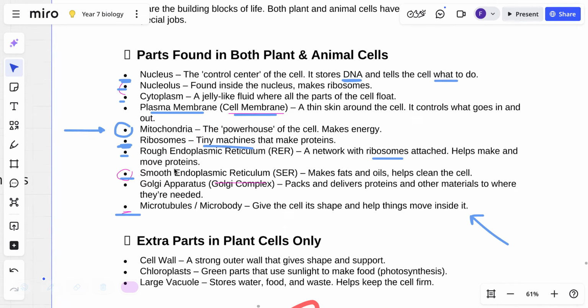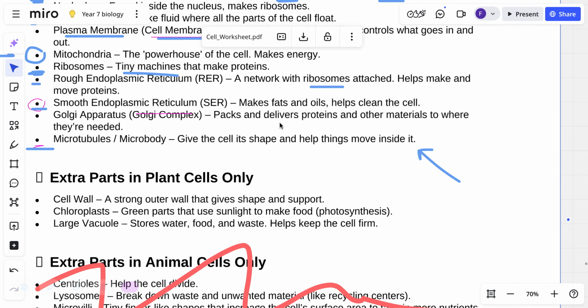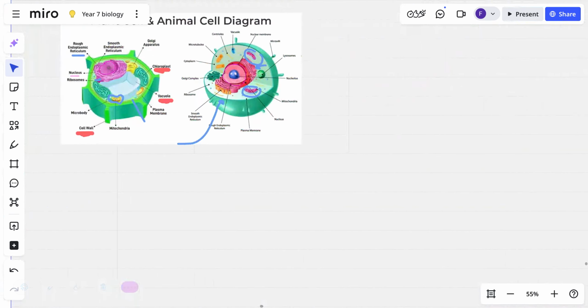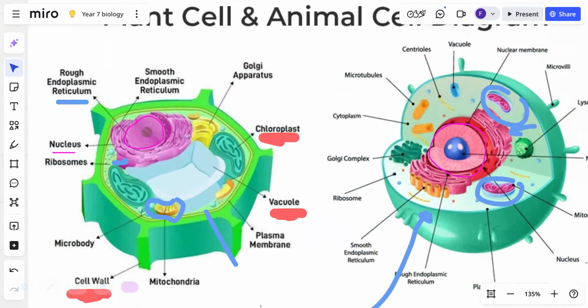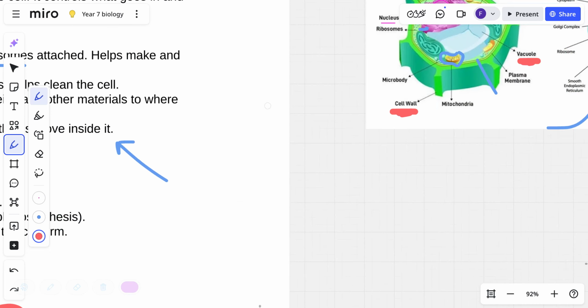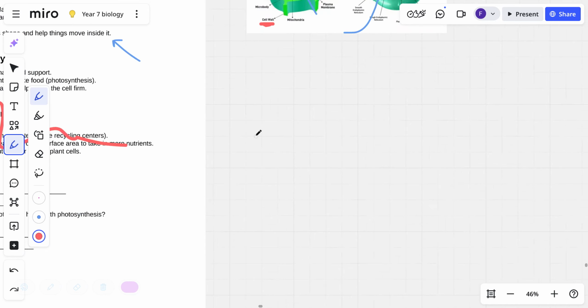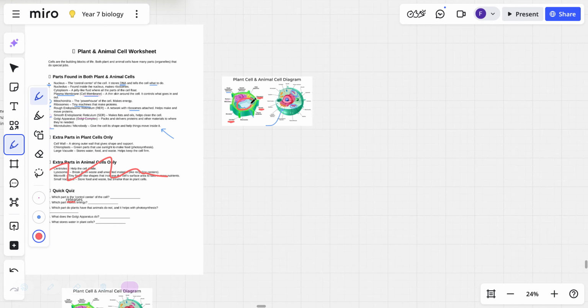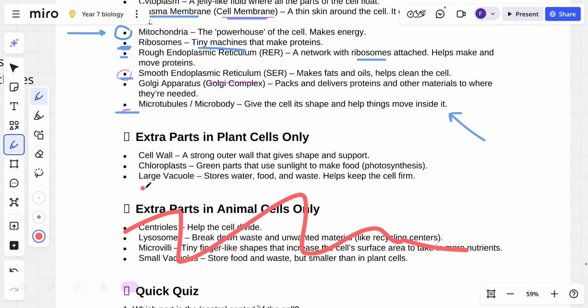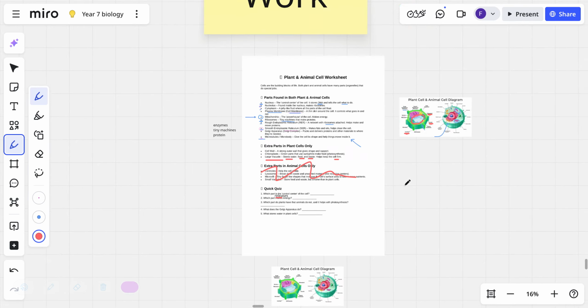Did I not mention the Golgi apparatus? Oh no, I did. Packs and delivers proteins. So what Golgi body or Golgi apparatus does? So your proteins are made here. And what your Golgi apparatus does is packs them and transports them out of the cell. Oh, I thought I did that one. Okie dokie. What stores water in plant cells? That would be the vacuole here. And it says large vacuole stores water, food, and waste. Helps the cell stay firm.